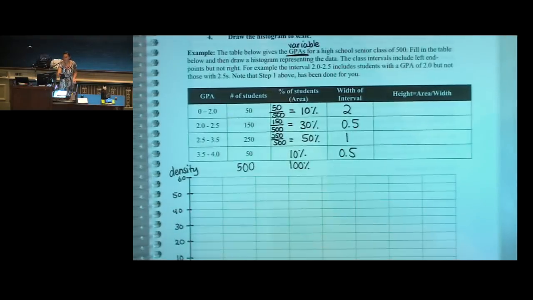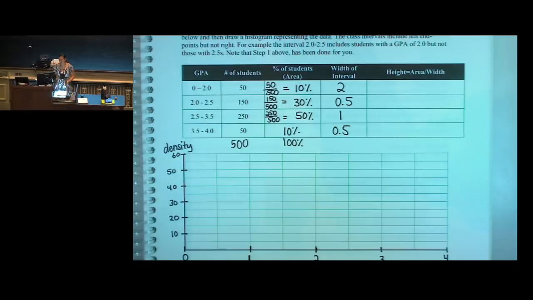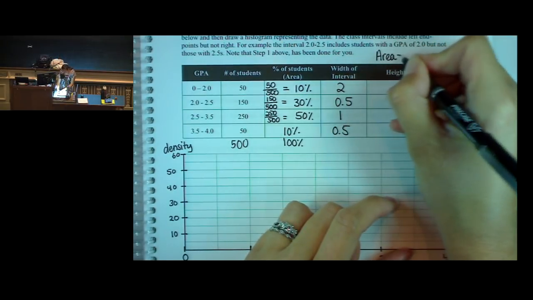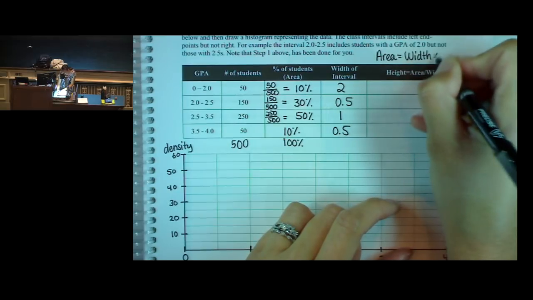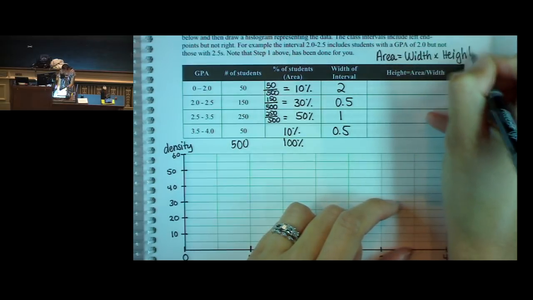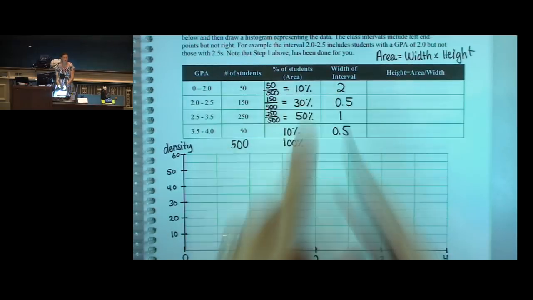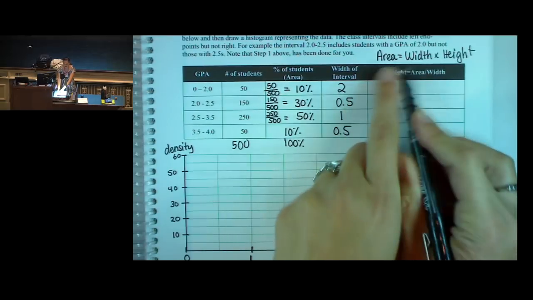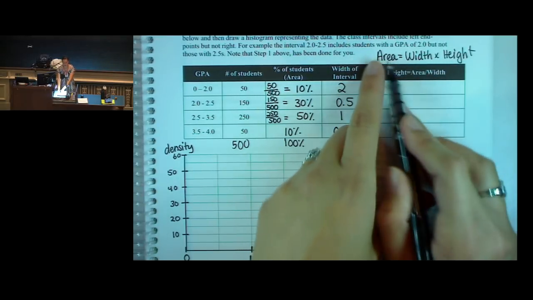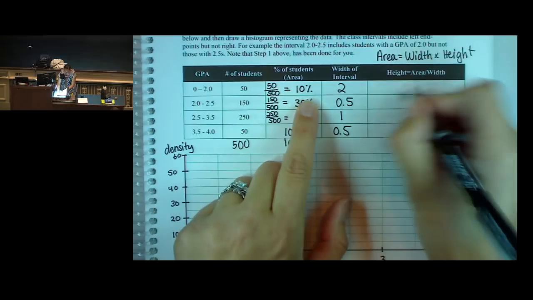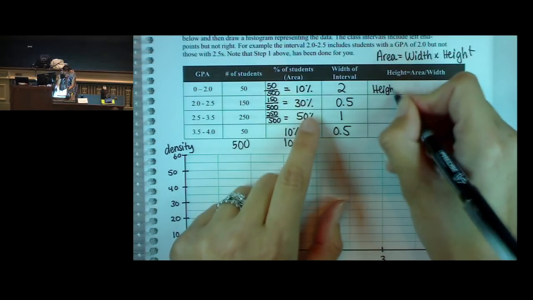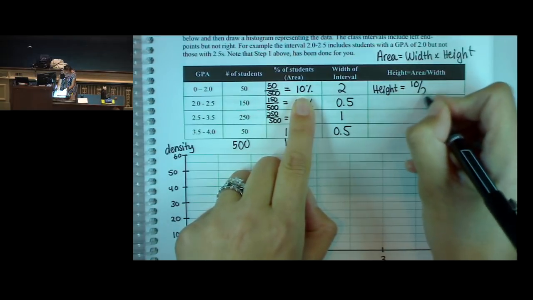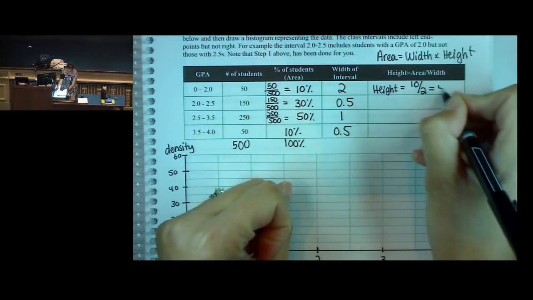Okay, and then lastly, we just need to get the height, and then we can draw it. So with the height, they're saying just use the fact that area is equal to width times height. And we have the area and the width. So we're just rearranging this equation to solve for height. Height is area over width. So for the first one, my area is 10 and my width is 2. So the height is 5.